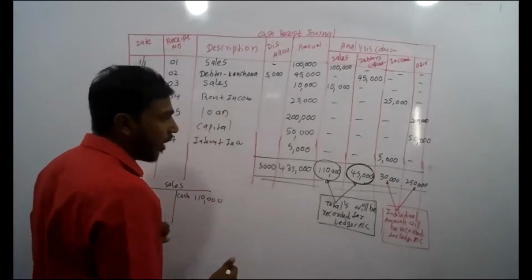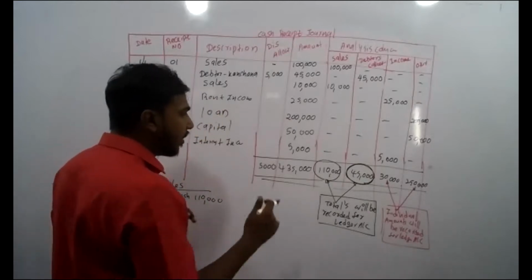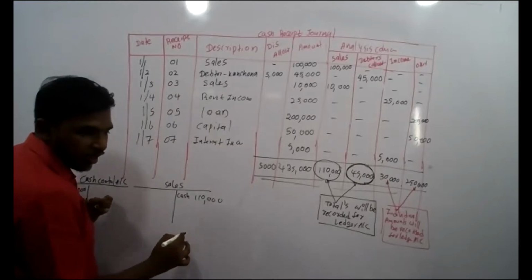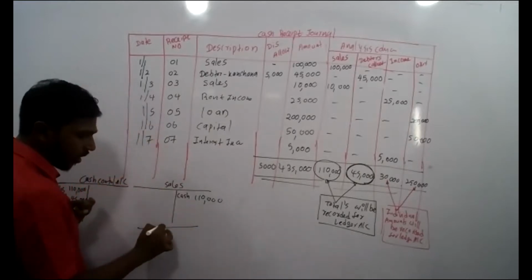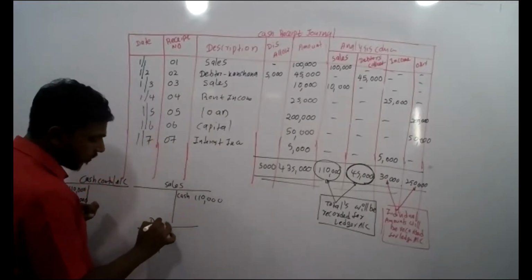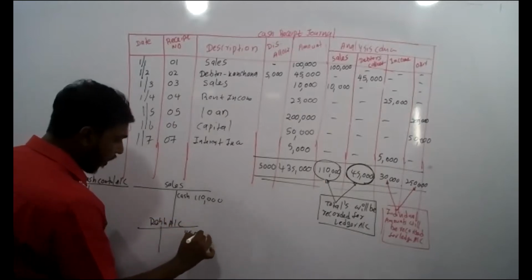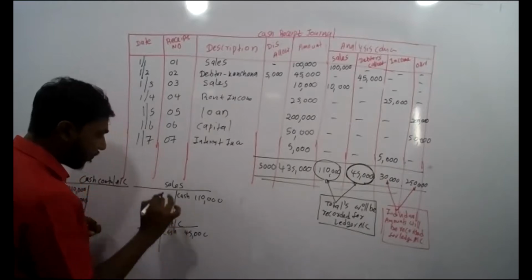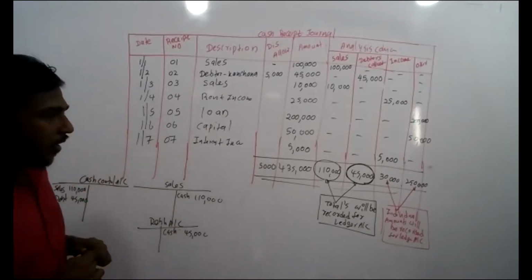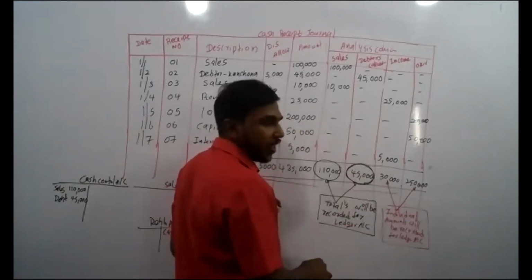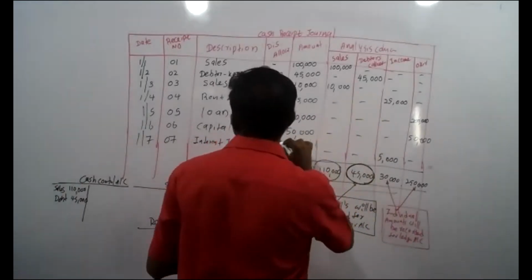How to put the double entry for that? Cash debit, debtors credit. So again cash should be debited. How much? 45,000, saying debtors. Then a new account comes here. Debtors account. It should be credited how much? 45,000, saying cash. Clear? Now see, these amounts, not the totals, will be taken for the ledger accounts, but the individual amounts.